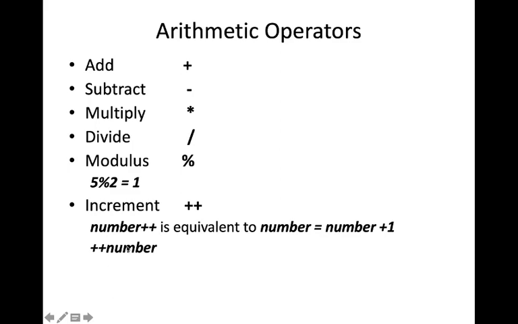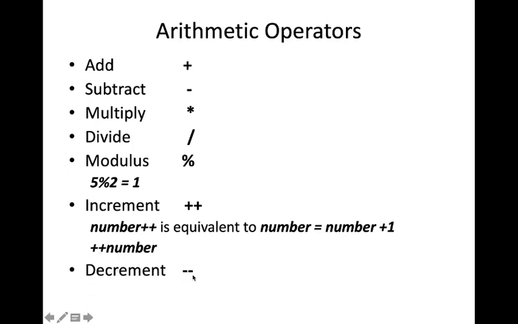This is known as the post-increment operator. We have the pre-increment operator also. Both are the same, but there's some slight difference between these two. We'll see with an example program. So plus plus number and number plus plus both can be used. This is post-increment and this is pre-increment.